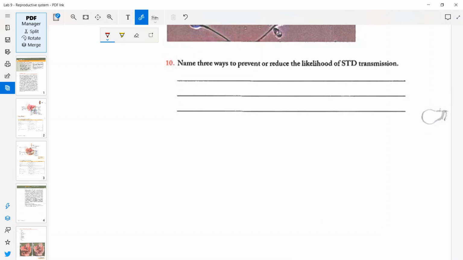Okay, so that'll be it for reproductive. Remember, on Tuesday you're gonna have quiz on both reproductive and renal.